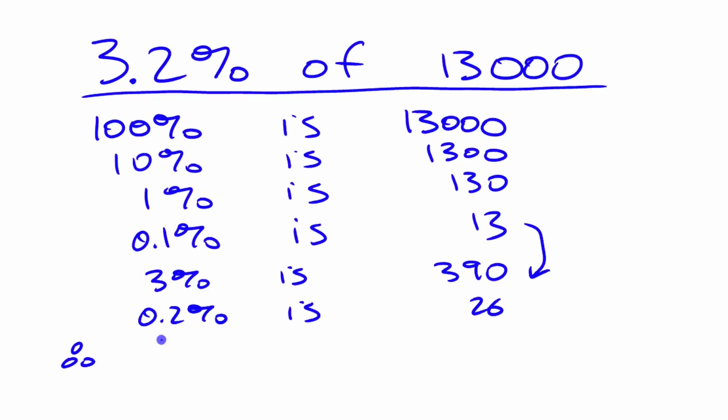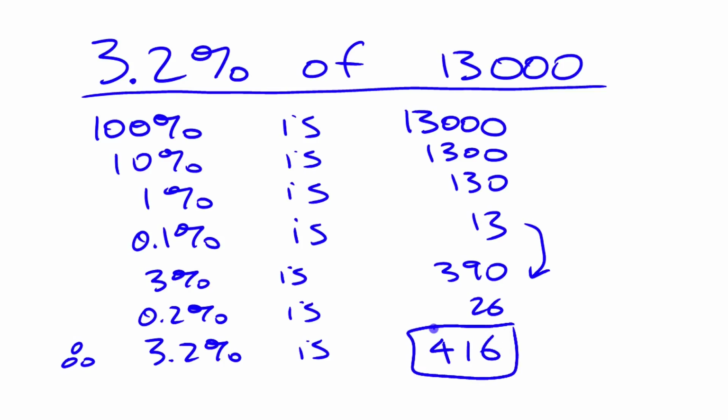Therefore, 3.2% is those two things together, or 416. That's kind of the thought process that you go through to get to this number here without using your calculator. All right, let's look at another one.